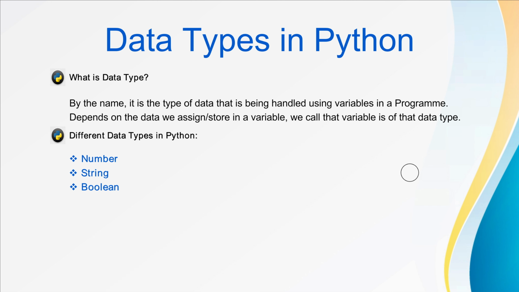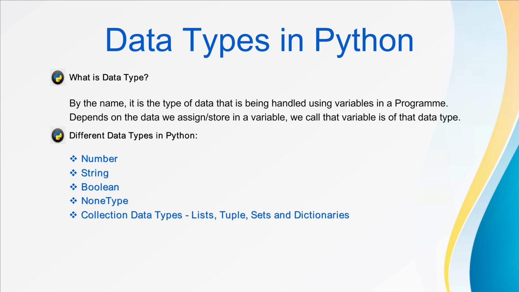Similarly, the other one is the none type. If we assign a variable with the none keyword, we call that particular variable of none type. Here, none is also a reserved word in Python. So these are the basic built-in data types that Python supports. And Python also supports collection data types, which we also call container data types. They are list, tuples, sets, and dictionaries.